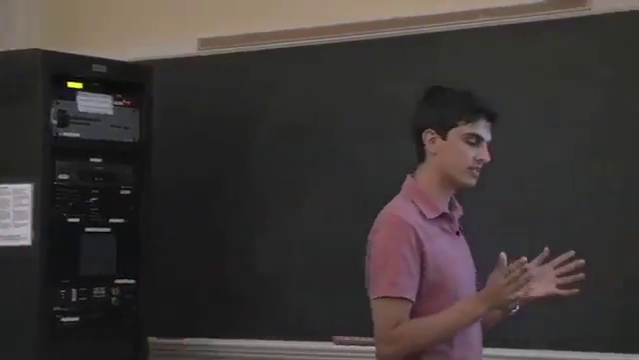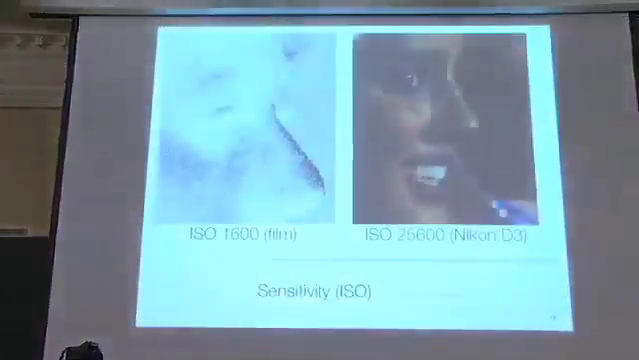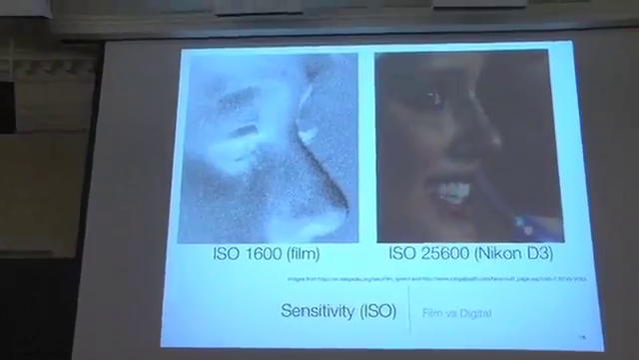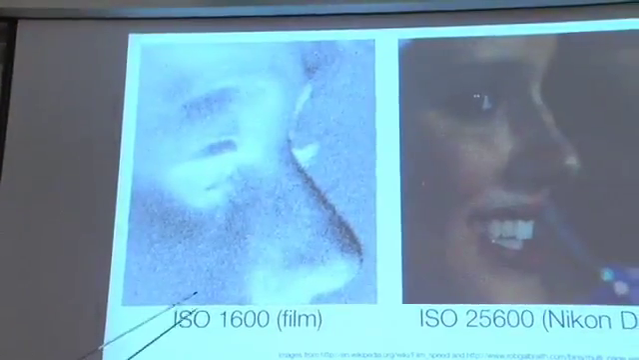But just to show you a comparison, I do have a slide where we can compare ISO 1600 from film, so a film photo of someone's face at ISO 1600, to ISO 25600 of this Nikon D3 that's now, I don't know, maybe at least a year old or at least several months old. And you can see that the noise between the two is actually relatively equal in terms of the quantity of noise. So you can see that, yeah, the film is quite grainy, but so is the Nikon. But you are getting 4 additional stops.